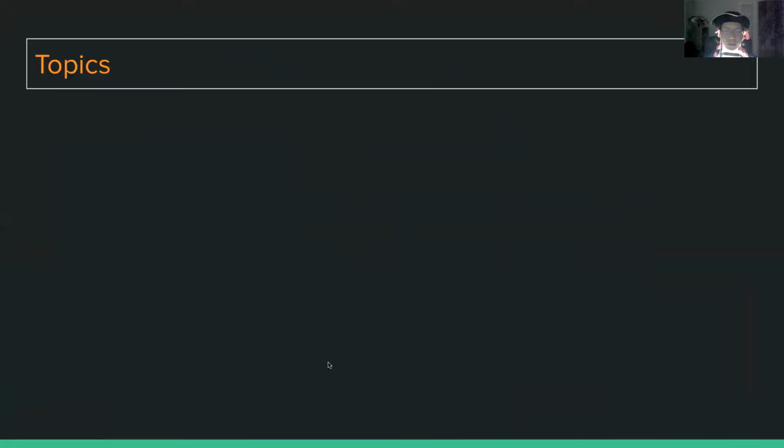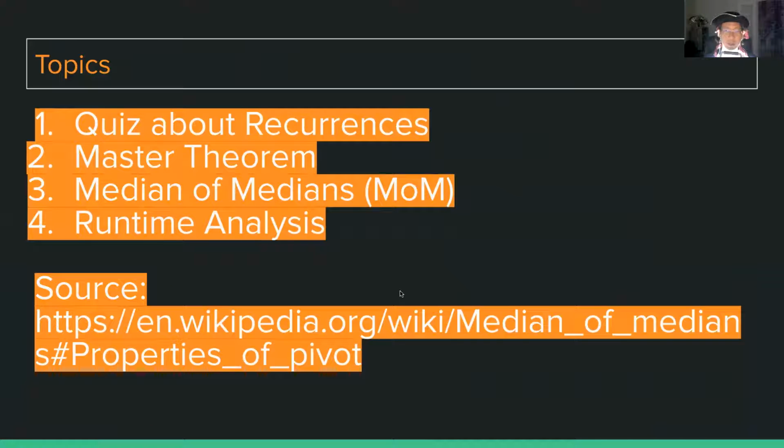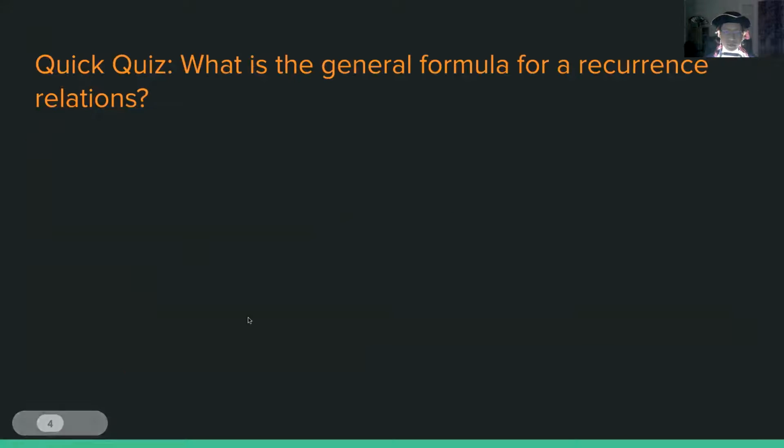The topics tonight: we have a quiz about recurrence relations, master theorem, median of medians and runtime analysis, and thank you Wikipedia for all this stuff. So, quick quiz. What is the general formula for recurrence relations?